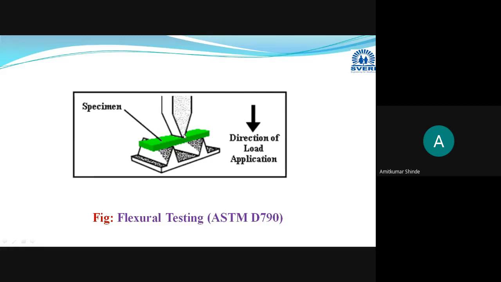Okay, this top layer will be subjected to compressive deformation and the bottom layer will be subjected to tensile deformation. The maximum amount of stress that can be carried by this outer fiber before the crack occurs will be termed as flexural strength.